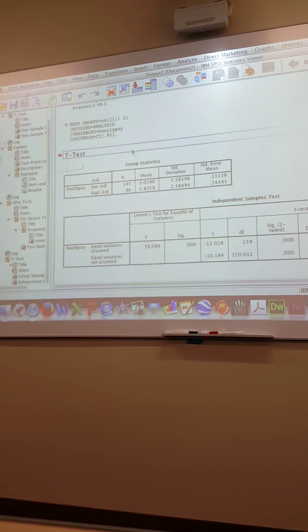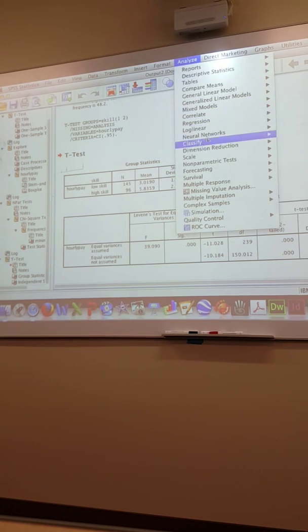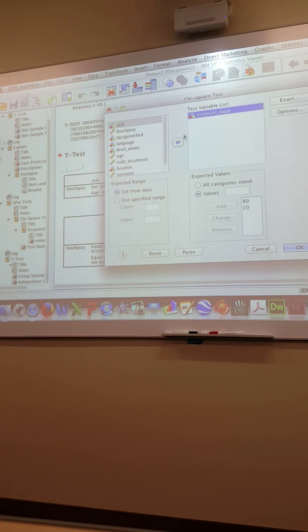Number 5, are all employees equally likely to be fired or kept on in winter? What test should we run? Goodness of fit. And here we could just put all categories equal. Or if you wanted to use values, you could use 50-50, because we're trying to test whether they'll be equally likely to be fired or kept on. Equally, 50-50.